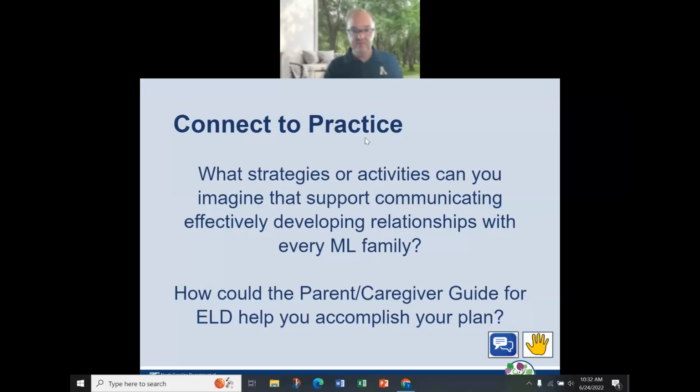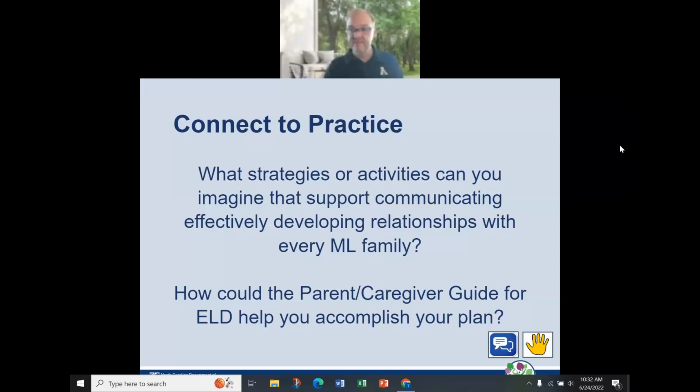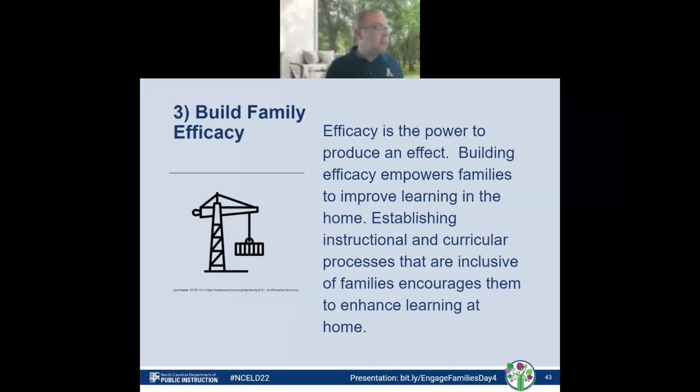The countywide equity team was a great idea, and also involving your student support services. Great ideas. I invite you to keep going. I'm going to keep going so that we have a little bit more time to share out these ideas in a minute. And then in his original version, the third principle is building family efficacy.